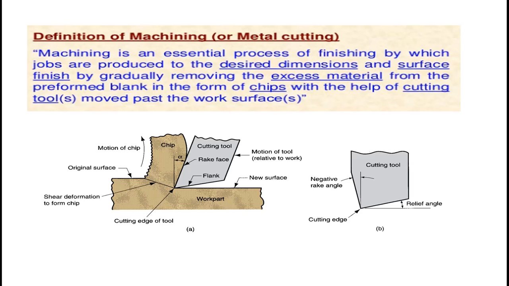Second, chip forming or metal cutting or machining processes are those processes in which raw material is shaped into the desired dimension by removing excess material in the form of chips by using a cutting tool. Here in this diagram, you can clearly see that the workpiece is there, the tool is brought in contact with the workpiece, depth of cut is taken, and excess material is removed in the form of chips.